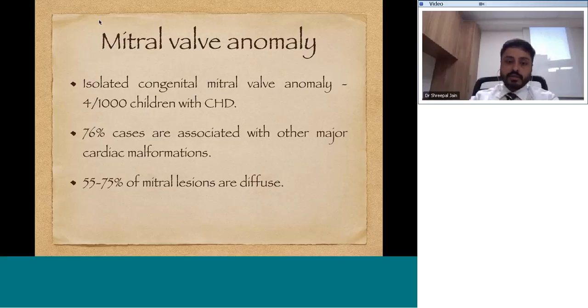And again, within this subset, 55 to 75% of these mitral lesions are diffuse. By diffuse, I mean that more than one level of the mitral valve components is affected. So you could have the annulus as well as the leaflets and the chordae all being affected.